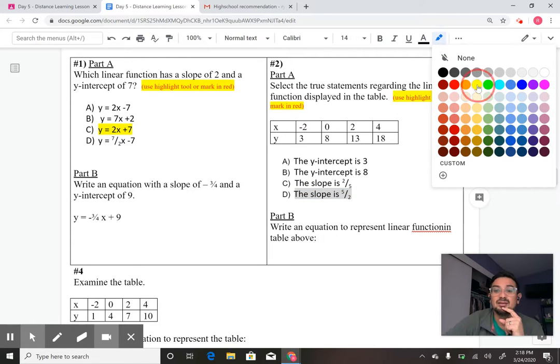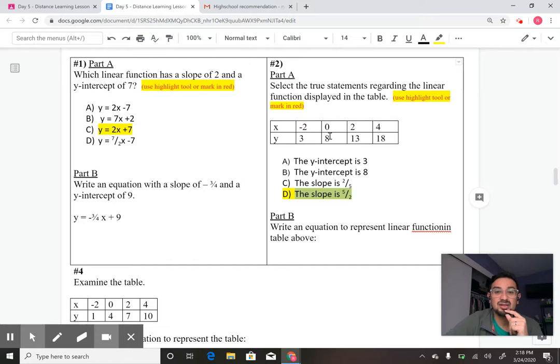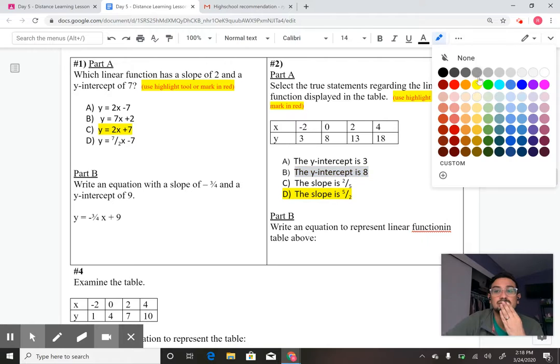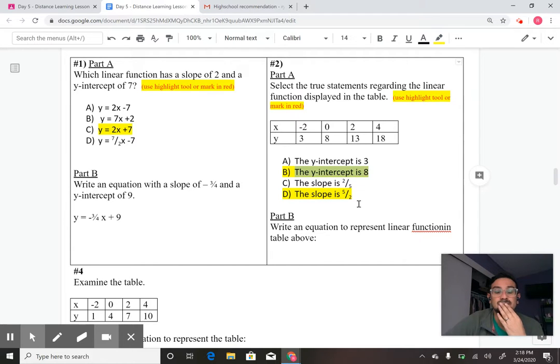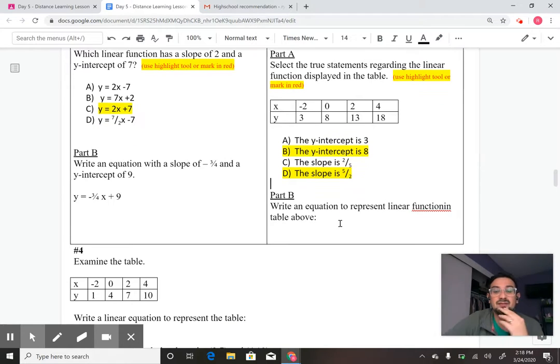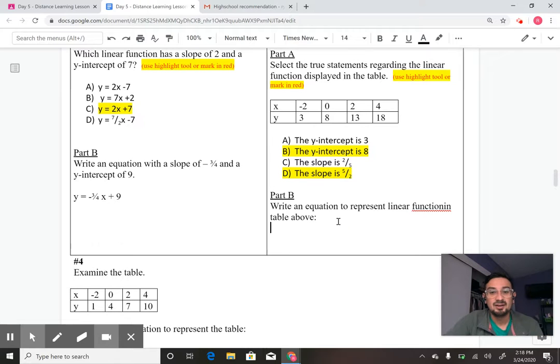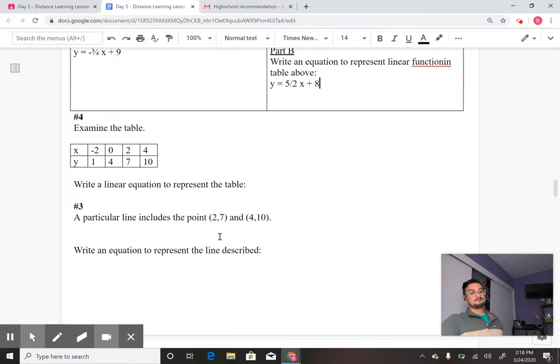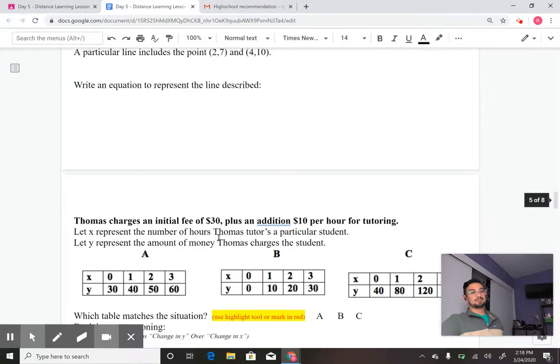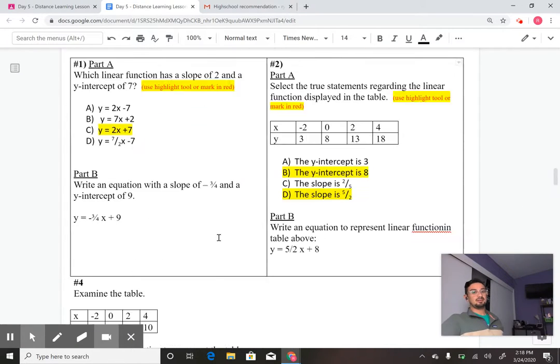And then, let's see, the y-intercept is 3. No, the y-intercept would be 8. Okay. Write an equation to represent the linear function in the table above. So that's going to be, we know the slope is 5/2 x, and then plus 8 is the y-intercept. Okay, so that's going to be the answer for that one.